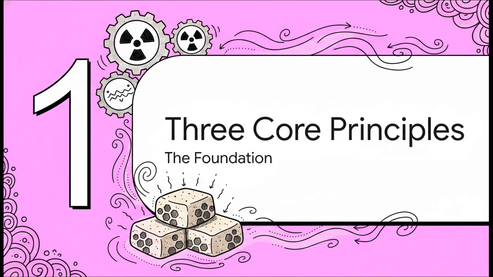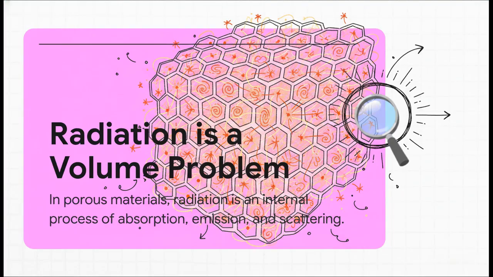Okay, listen up. Everything, and I mean everything in this paper, is built on just 3 core principles. If you can get these locked in your brain right now, I promise all the other details are going to make so much more sense. First, and this one is absolutely crucial, you've got to stop thinking about radiation as something that just hits the surface of an object. In porous materials, like these ceramic foams, heat is a volume problem. It's getting absorbed, it's getting emitted, and it's scattering all throughout the entire internal structure.